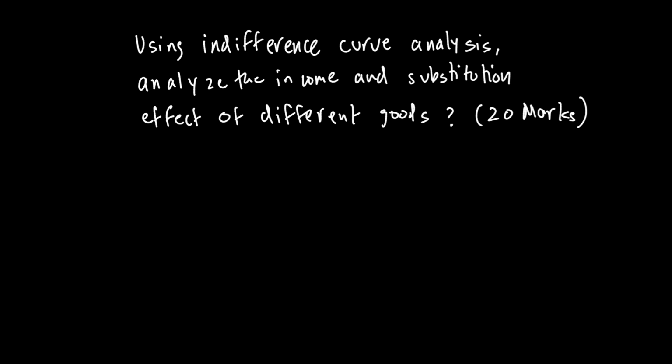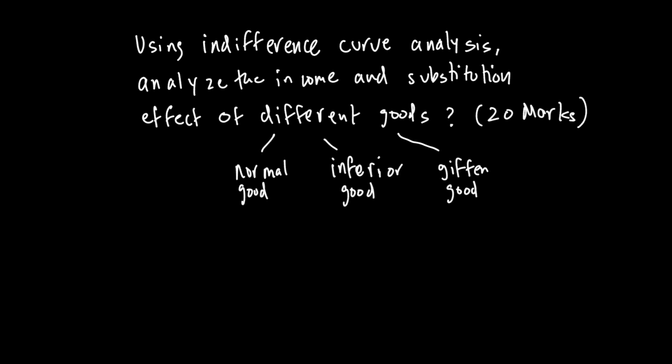Hi everyone. So we are going to solve today a 20-mark question, which is about indifference curve theory. The question is asking us, using indifference curve analysis, analyze income and substitution effect of different goods. Now, income and substitution effect of different goods using indifference curve analysis means that we're looking at three kinds of goods. We're looking at our normal good, inferior good, and also what we call Giffen good, which is a special kind of inferior good.